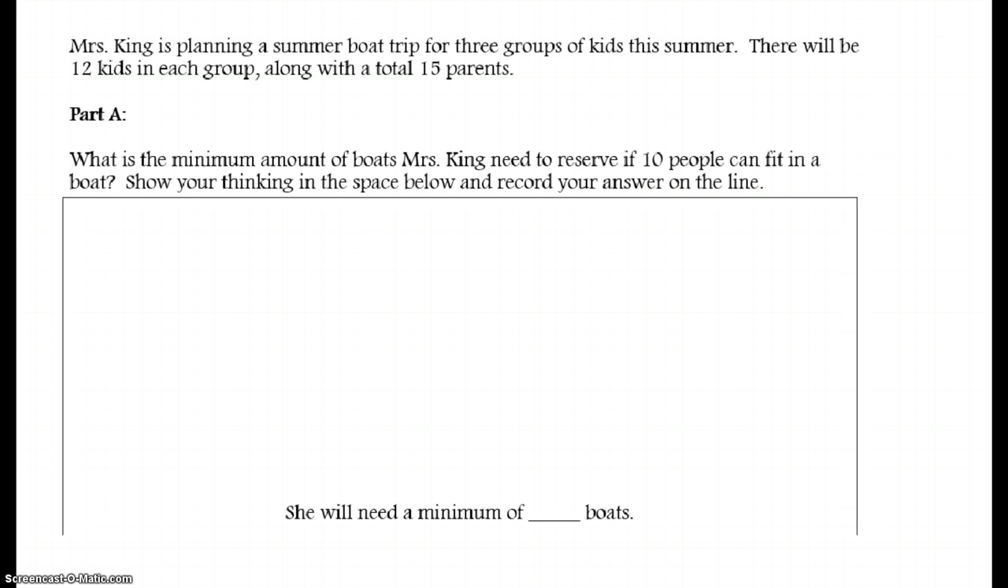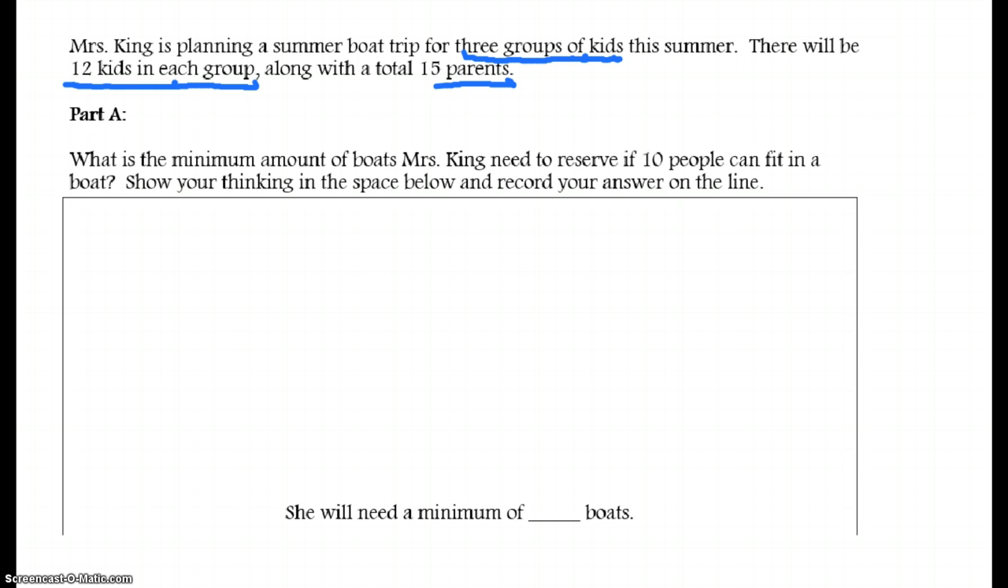So it says, and you can read along at the top, Mrs. King is planning a summer boat trip for 3 groups of kids. There will be 12 kids in each group, along with a total of 15 parents. Now I'm going to see what it is that I'm trying to figure out with this information. I understand that there's 3 groups of kids, 12 kids in each group, and an additional 15 parents that are coming on this trip.